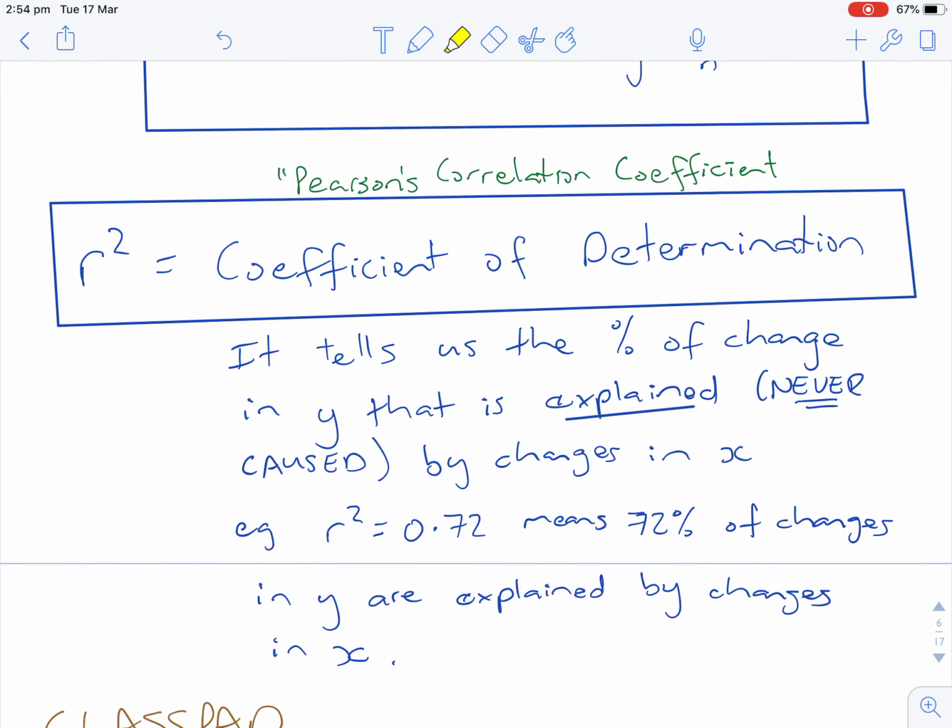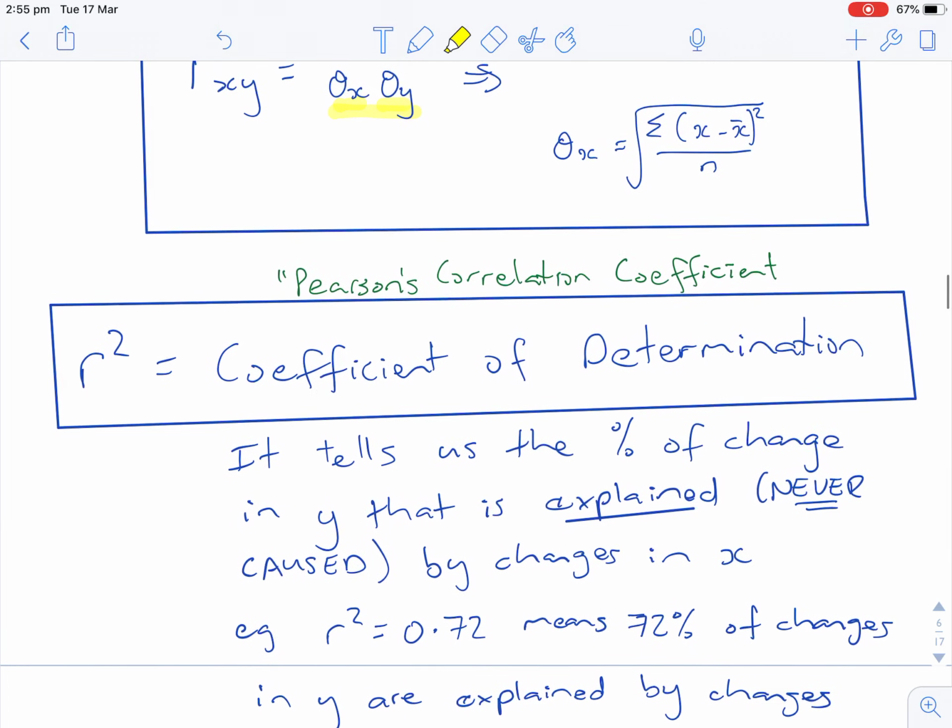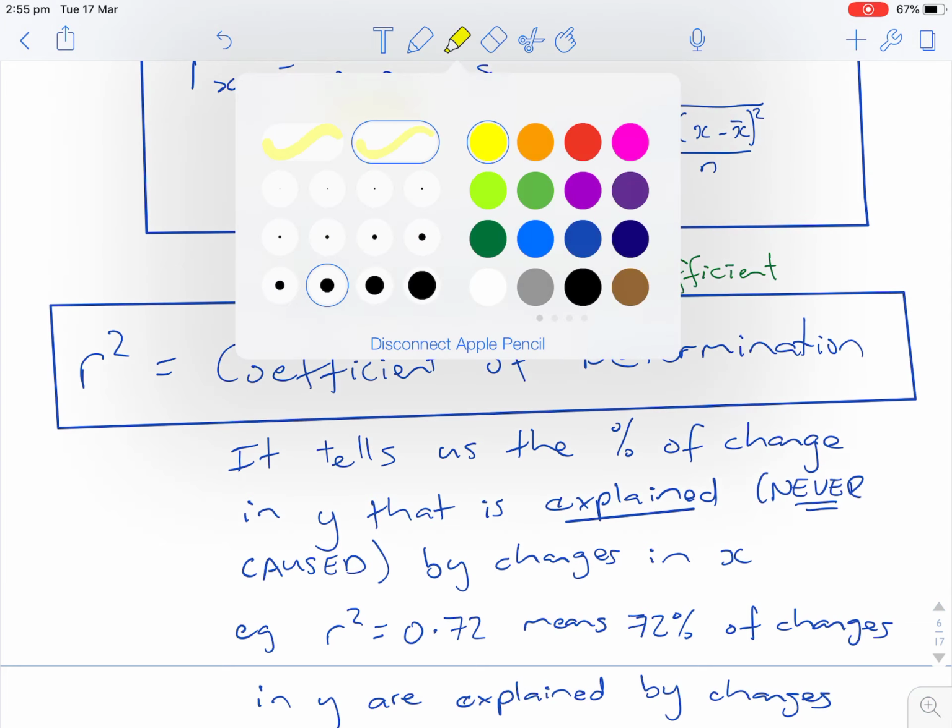Now, that's called Pearson's correlation coefficient. The other statistic that you need, and that is that one, sorry.